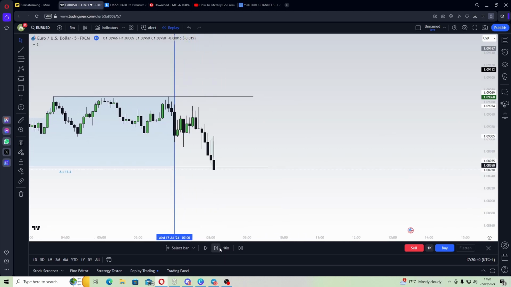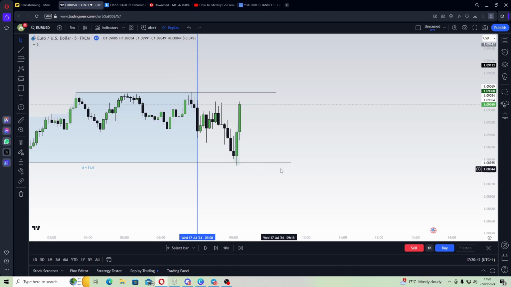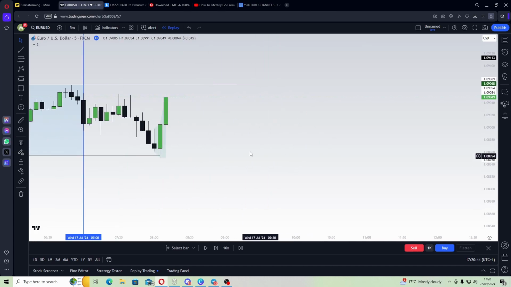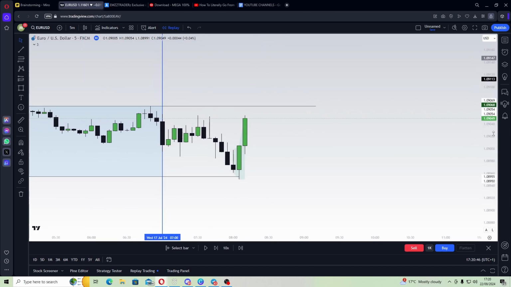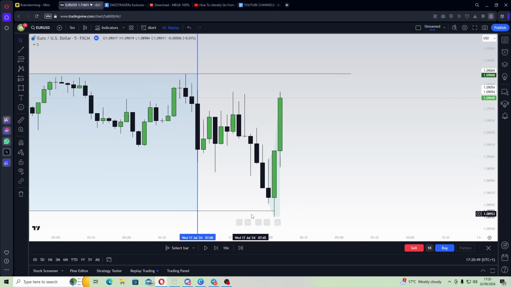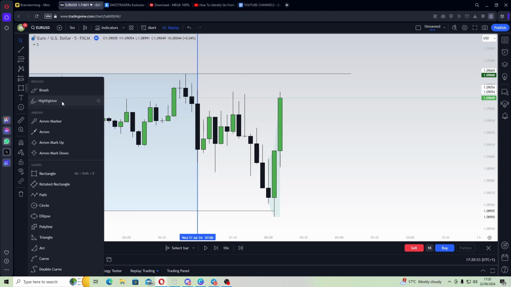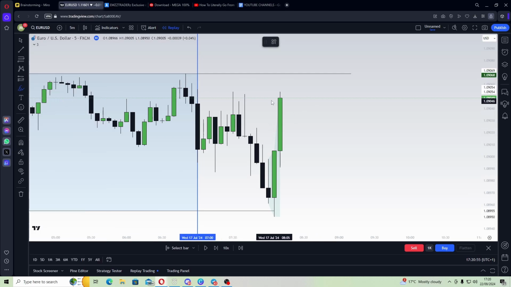Keep playing price forward. You can see the lows have just completely been swept right here, and you can see how quick these moves actually are, and it's on a 5-minute time frame. So you need to be really active on the markets. The lows have just been swept, and now what I'm going to be doing is marking out my market structure shift right here.